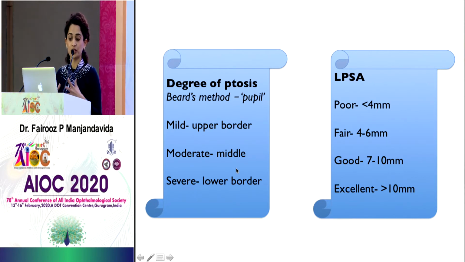So according to Beard's method, the father of ptosis, who has taught us many surgeries and many numbers and rules in the ptosis surgeries, depending upon the pupil, it's considered mild if the eyelid stays at the upper border of the pupil, moderate if it is in the middle, and severe if it is at the lower border of the pupil, all right? Depending upon the LPS action, it's very important for your exam, and I'm sure your examiner will ask you about this. Poor if it is less than 4 millimeters, fair 4 to 6 millimeters, good 7 to 10 millimeters, and excellent more than 10 millimeters. I'm sure you can go back and read the theory.